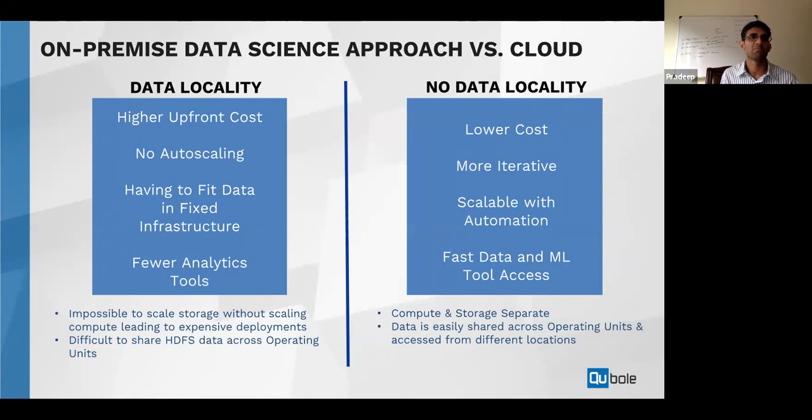So again, if you just contrast a few of those with the on-prem world, you're dealing with a large CapEx, $1 million CapEx perhaps, and you're dealing with a finite compute capacity. So you're hitting walls all the time.